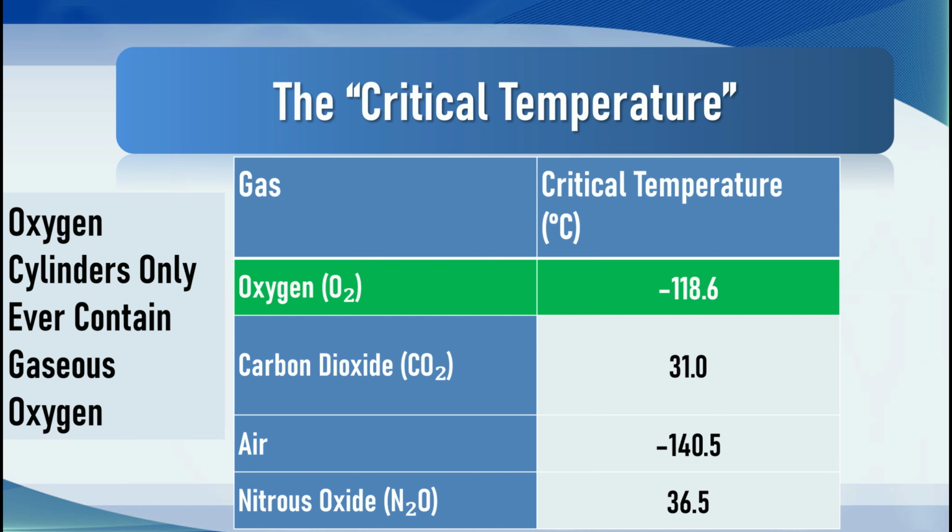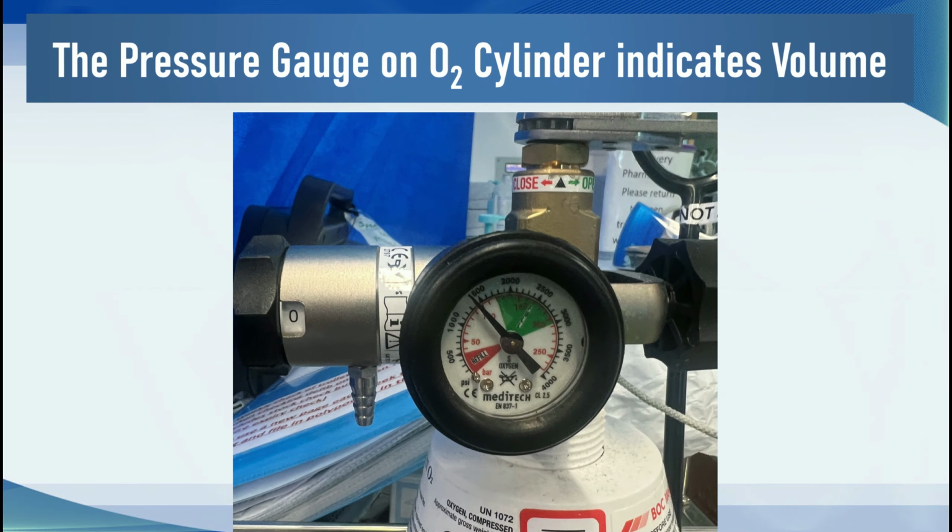The important thing about oxygen always being a gas when we're using it around the hospital in cylinders is that the pressure gauge on the oxygen cylinder indicates the volume. If the gauge says half full, the cylinder is half full. And this is important because we transport patients all over the place. We transport patients up and down to the operating rooms, down to radiology. We put them in ambulances and send them to other hospitals. And we need oxygen cylinders to do that.